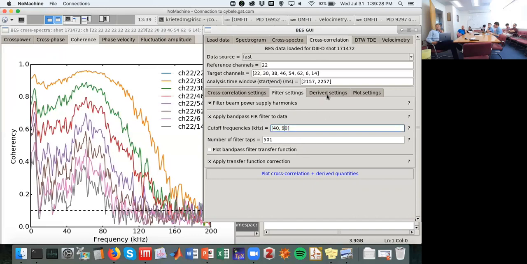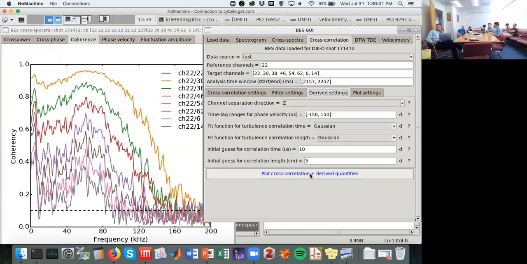And go ahead and move over to there, and then go ahead and start calculating. And again, because it's analyzing 8 channels of BES data, this will take a minute or two. So while that's analyzing, I'll go ahead and explain some of the settings in this derived settings tab.